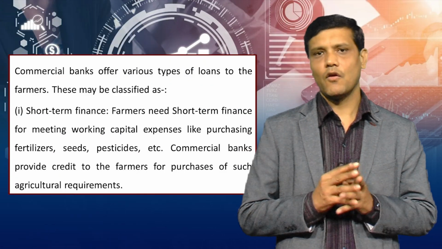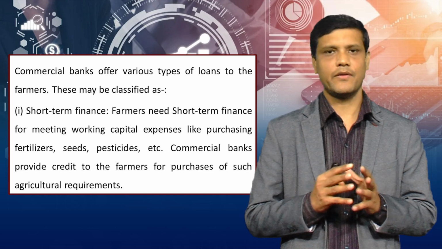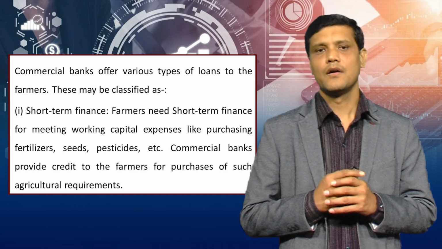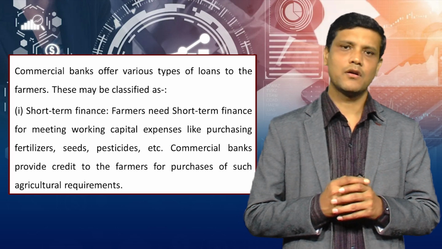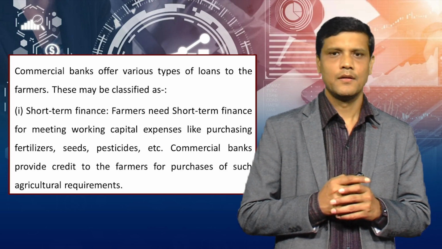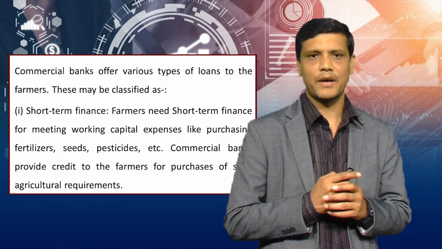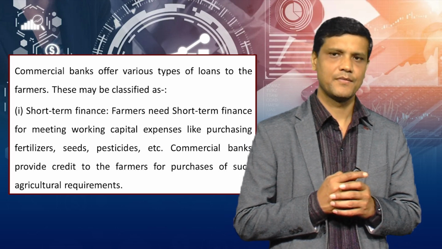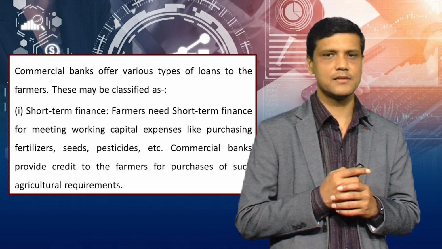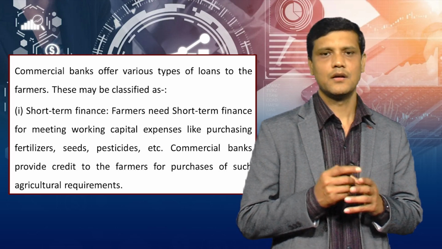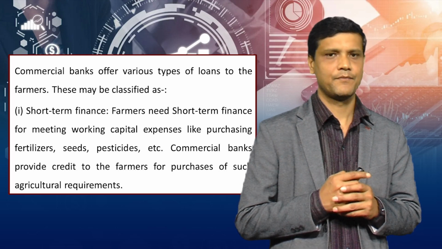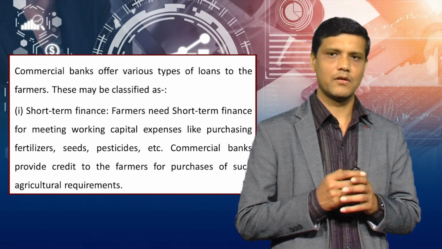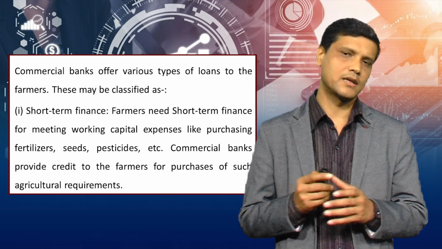Commercial banks offer various types of loans to the farmers. These may be classified as number 1, short-term credit or short-term finance. So farmers need short-term finance for meeting their working capital expenses like purchasing of fertilizers, seeds, pesticides, etc. Commercial banks provide credit to the farmers for purchase of such agricultural requirements.